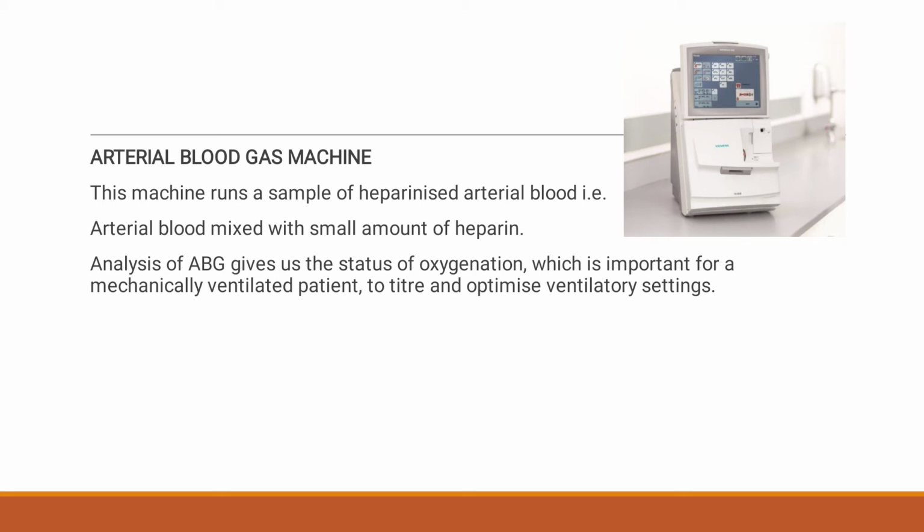Arterial blood gas machine. This machine runs a sample of heparinized arterial blood, that is blood mixed with a small amount of heparin, and the analysis of this blood gas gives us the status of oxygenation, which is important for a mechanically ventilated patient to titrate and optimize ventilatory settings.